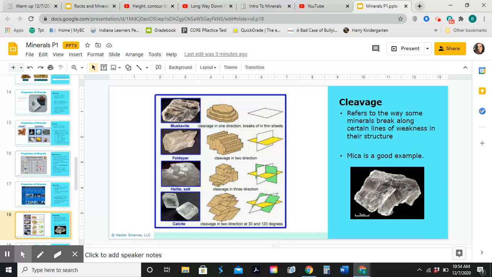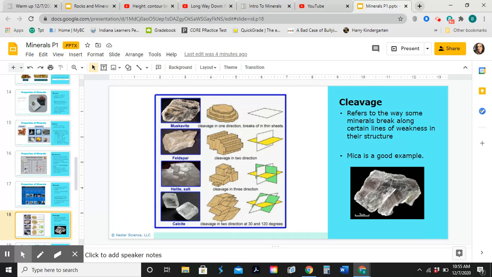Cleavage refers to the way that minerals break along certain lines of weakness in their structure. Mica is a good example. So right here you have muscovite, and it only has one plane because the top and the bottom count as one plane. Then you have feldspar, which has two planes because it has one right here and then two on each side.